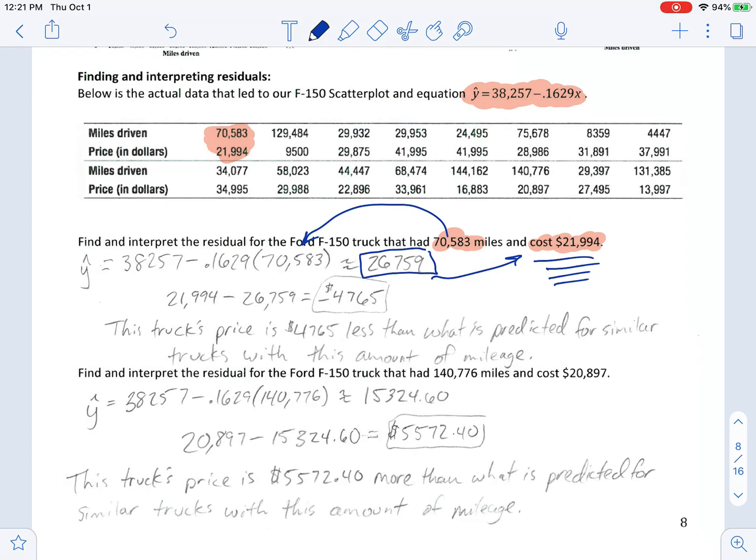Now, the confusion is, I think everybody will be fine with understanding, okay, you subtract those numbers. Is it positive or negative? And the simple thing is, was the actual truck price higher or lower than what was predicted? This is the actual truck price. This is what was predicted. It's lower, so it's a negative residual. It costs less than you would have expected. So what does that mean? The truck's price is $4,765 less than what's predicted for similar trucks with this amount of mileage. Okay? Again, based on this regression data.